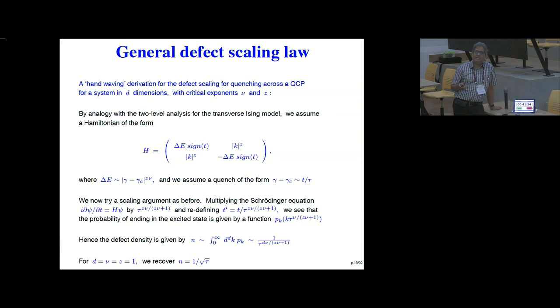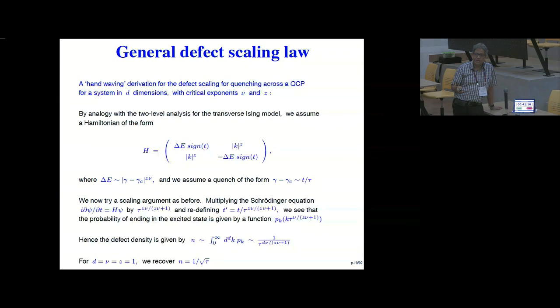So here again is a hand-waving derivation. I gave a hand-waving derivation earlier for a classical system going across a critical temperature. This is a similar hand-waving derivation for a quantum critical point for a system in d dimensions with some critical exponents nu and z. By analogy with the two-level system that I just showed you, let's say that the Hamiltonian is of this form: you have delta E times sigma z on the diagonal, where delta E times sign of t changes sign when the time crosses zero.